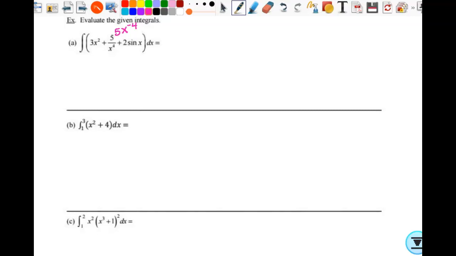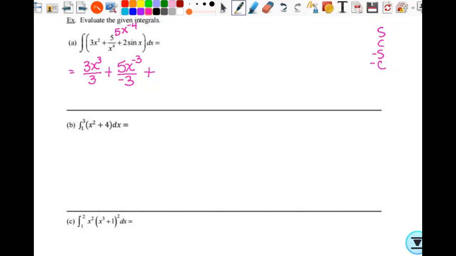Let me walk you through it. If I'm going to integrate this step by step, when I integrate this term, I'm going to add 1 to the exponent, so that becomes 3x cubed, and then I divide by my new exponent. Plus 5x to the, I add 1 to the exponent, so that's negative 3, divided by my new exponent. Plus, when I integrate sine, what do I get? Negative cosine. Remember what Miss Bruce wrote up here yesterday.